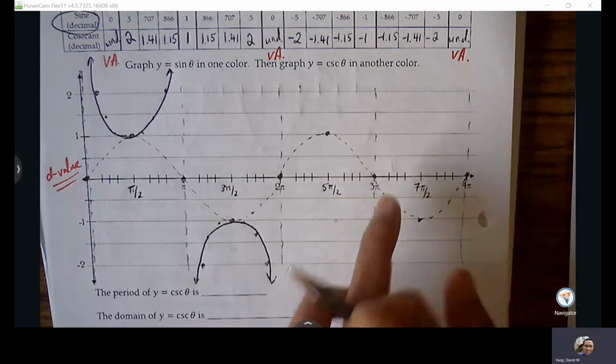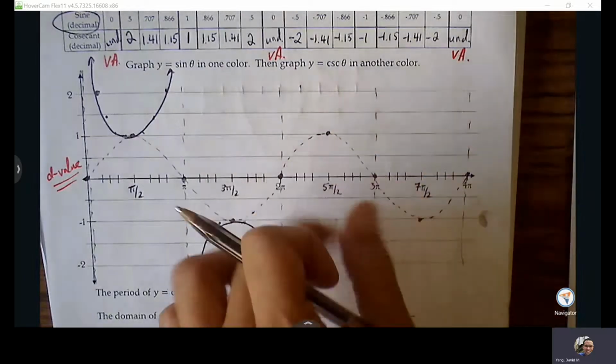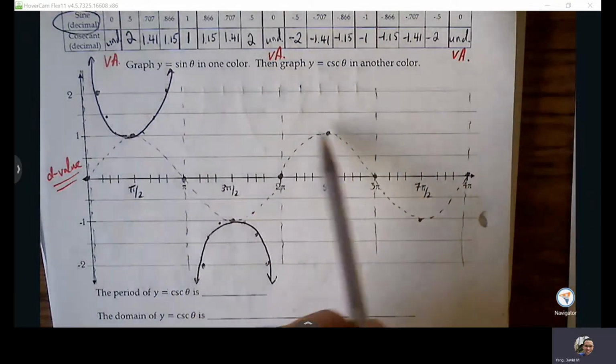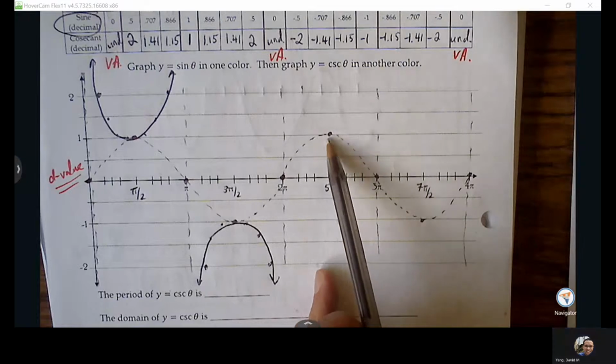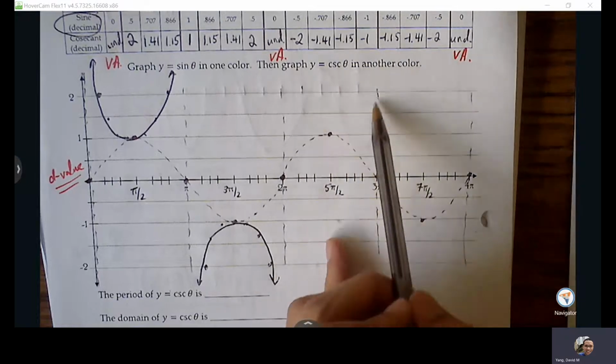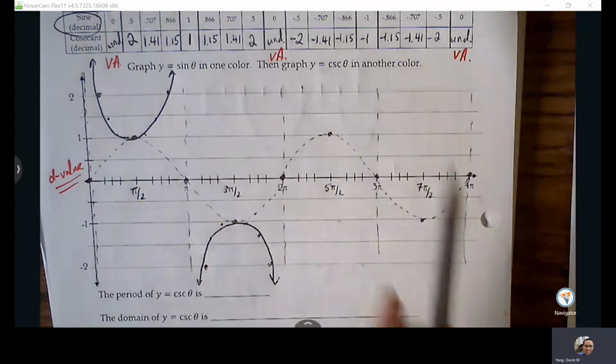We can repeat the process. This time we don't have to worry about the decimals. We have an idea where it's going to go. It's going to hit a minimum at 5 pi over 2, and it's going to hug along the asymptotes.